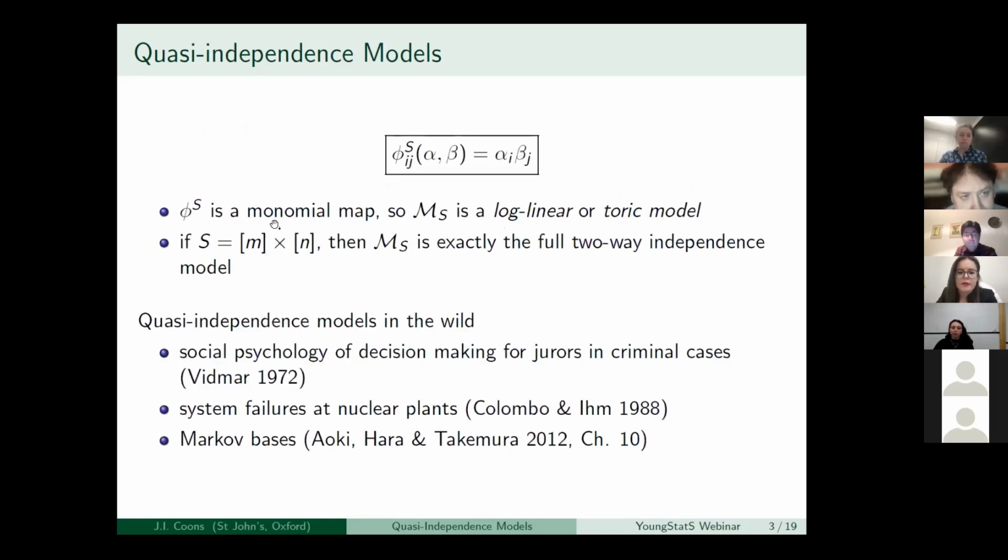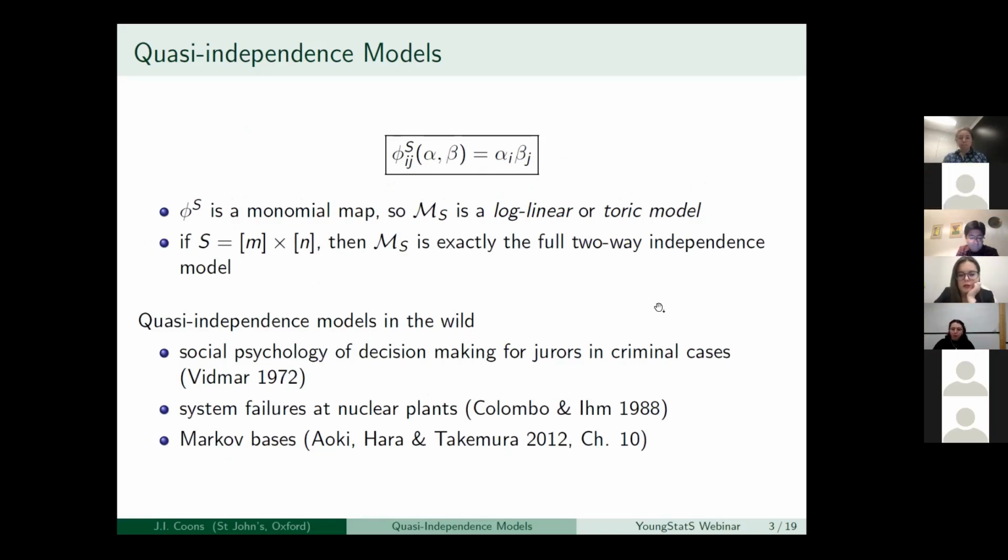In particular, this is a monomial map, which means that this quasi-independence model is what we'd call a log-linear or a toric model. Just something to note as a sanity check: if S is all ordered pairs in [m] cross [n], then this is exactly the full two-way independence model, if you just take the probability of X equals i times the probability of Y equals j.